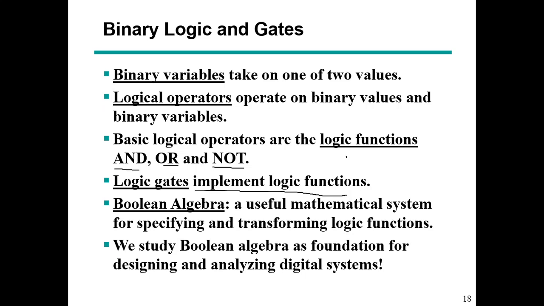So logic gates are basically electronic circuits that implement logic functions. And these are logic functions. The electronic circuit that implements the AND logic function is called an AND gate. The one that implements the OR logic function is called an OR gate, NOT gate. Okay, so you should know these terms. You should be comfortable with these terms.